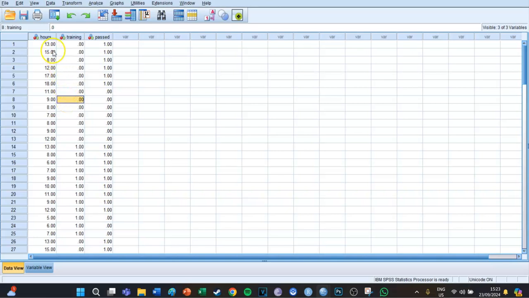What we can see is that, for example, respondent number 1 didn't follow my exam training. He or she studied for 13 hours, and he or she passed the test. While, for example, respondent number 24 took my exam course, because there's a 1, they took the training. He or she spent 6 hours studying, and he or she didn't pass the test. I've made up this dataset. It's not real data. I've just made it up.